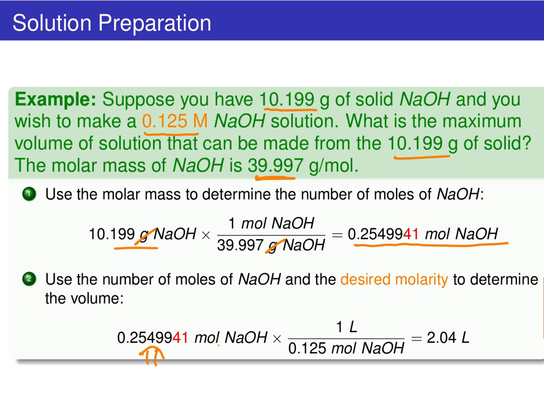So what we're going to do is take that number of moles, and if we divide by the concentration, this is our desired concentration, then moles sodium hydroxide cancels out. We're left in units of liters, and because our desired concentration here is known to three significant figures, we're going to have three significant figures in our answer, which is 2.04 liters. So in other words, if you want to use up all of your 10.199 grams of sodium hydroxide and make a 0.215 molar solution, the greatest volume you can come up with is 2.04 liters.